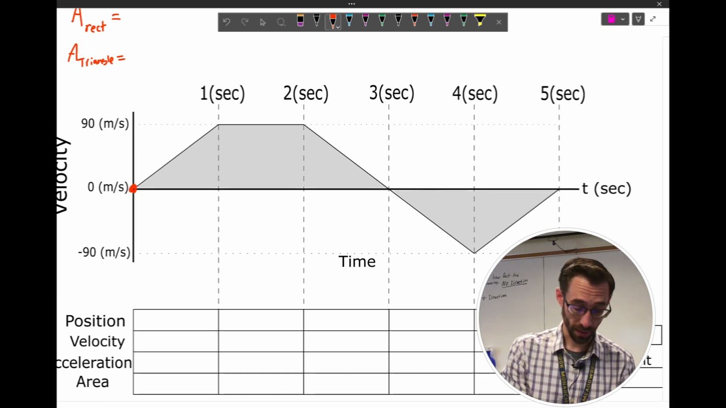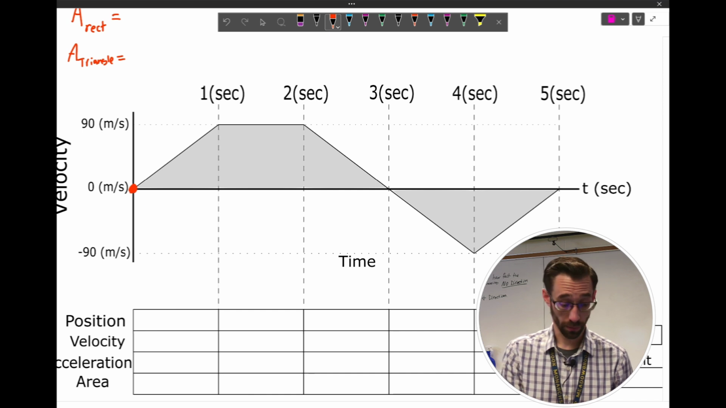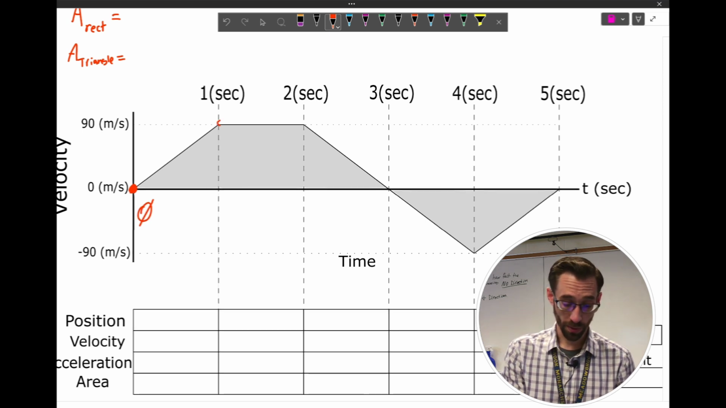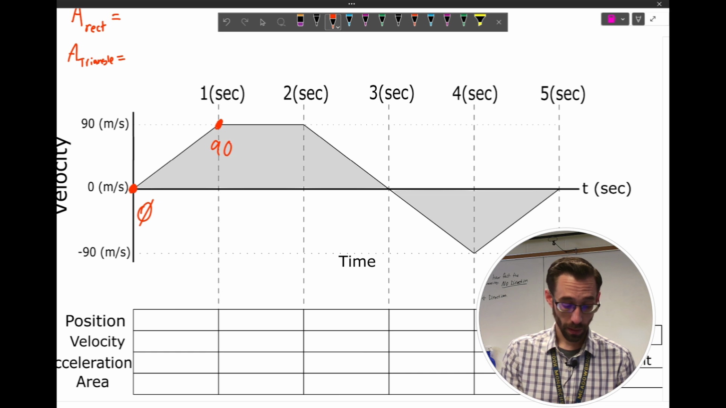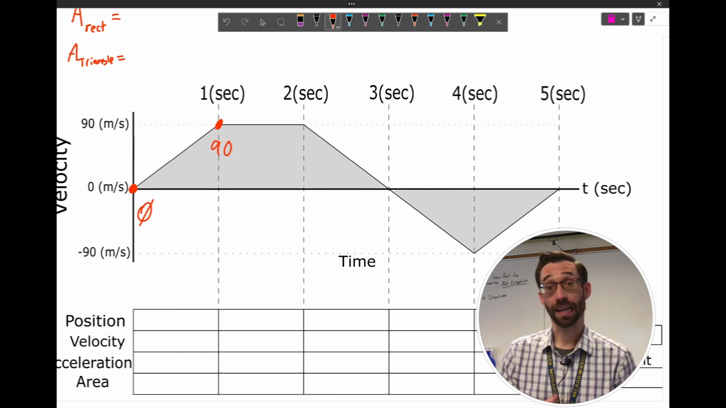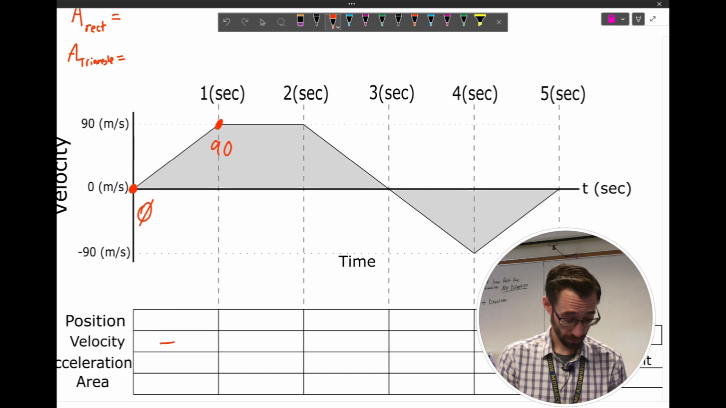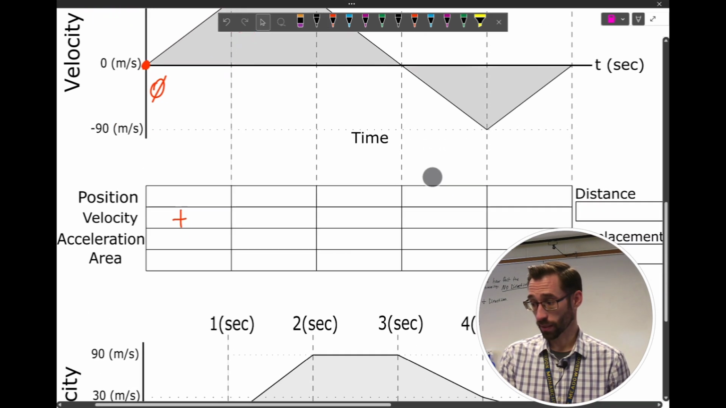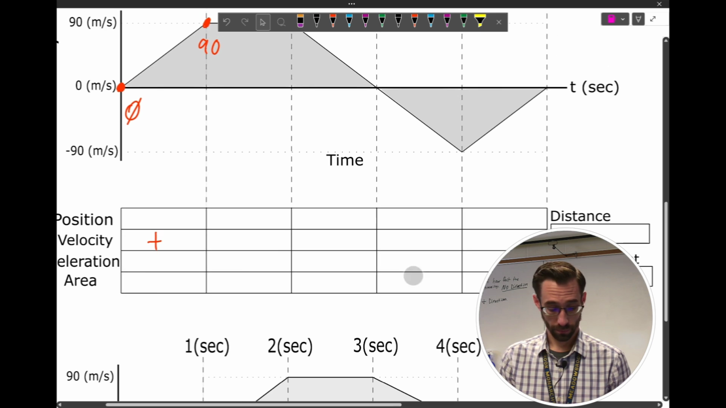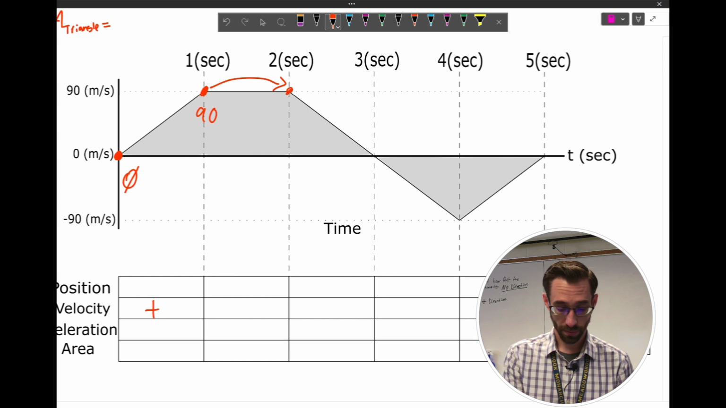What is my velocity here? Don't think too hard. 0. What is my velocity here? 90. Going from 0 to 90, did I increase, decrease, or remain constant? I increased. Increase. So I put a 1, or I put a plus sign down for the velocity. Good so far?